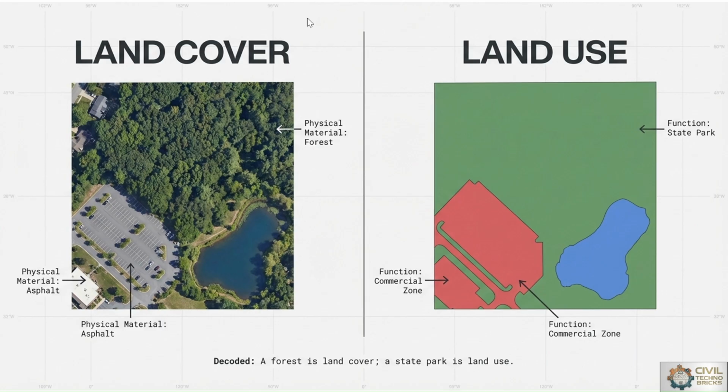The physical material, which is asphalt, is in the left side image, and the physical material forest is also there. In the second part, for land use, the function of the state park and the function of the commercial zone, which is in orange color, then the blue color water body is there, and in green color the state park is there. Likewise, a forest is a land cover, a state park is a land use.